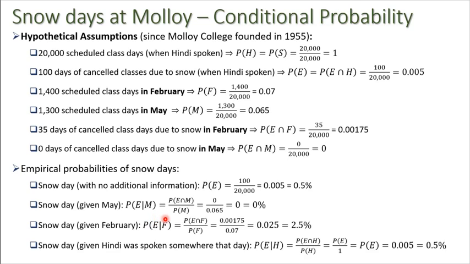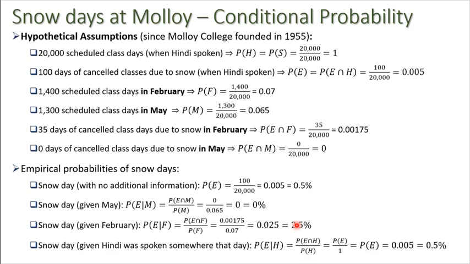So we could also consider, again, the probability that we had a snow day, given that it was a scheduled day in February, and that's just going to be the probability of E intersect F, right, which was up here. That's the 0.00175, or the probability that we had a canceled day and it was in February, divided by the probability of being a class day during February, which was 1,400 over 20,000, or 0.07. And if we divide those two numbers, we get the same 2.5%.